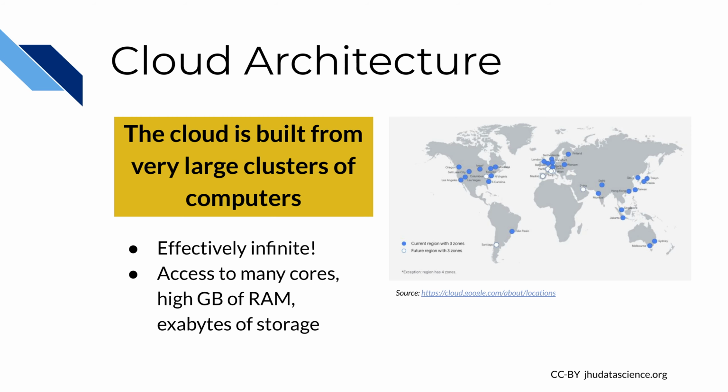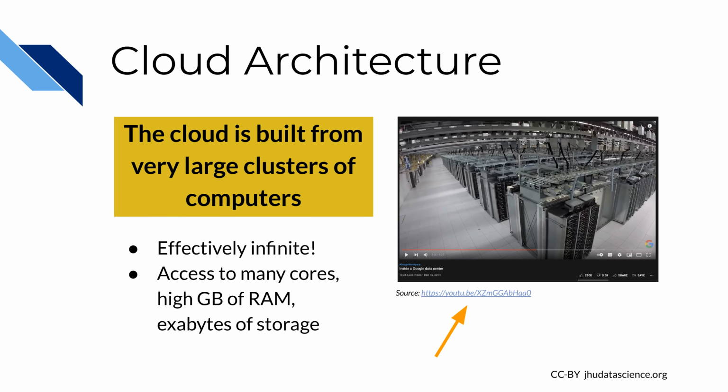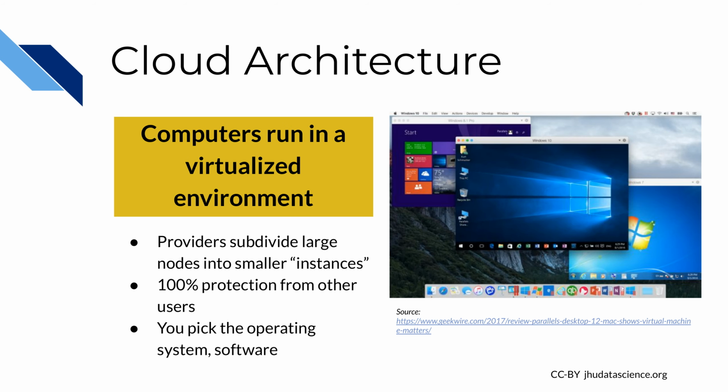The cloud is built from very large clusters of very powerful computers. These computers still have a physical location. For example, Google Cloud has computing centers throughout the world. This video can give you a sense of how big these data centers are and what kind of maintenance and security they require. Because cloud computers are located somewhere else, you run them in a virtualized environment. Providers like Google or Amazon Web Services subdivide the huge computers to smaller computers with a range of sizes. You are totally protected from other users and you get to pick the operating system and installed software.